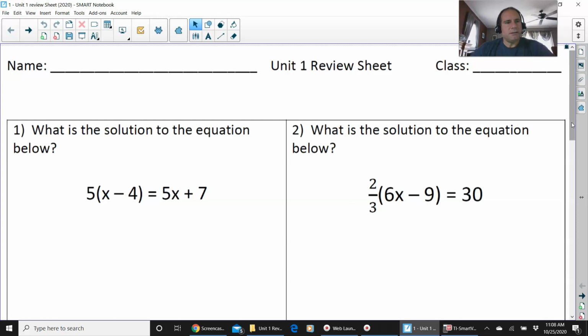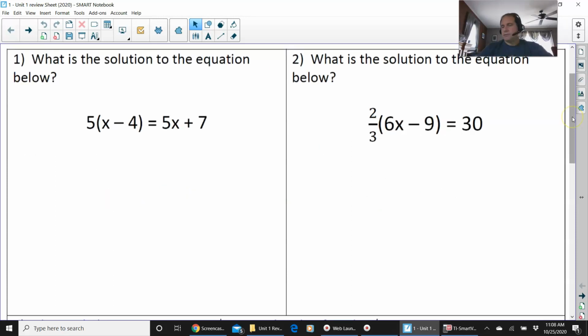Number 1, what is the solution to the equation below? Please go ahead, solve for x, list whether you think it's one solution, infinitely many, or none, and then go ahead to number 2 and actually solve the problem for x. You could do those two problems, press pause, and do them now. So we're going to review them, and here we go.